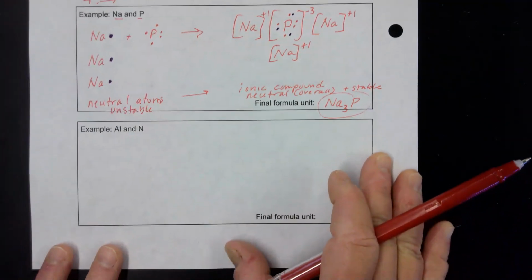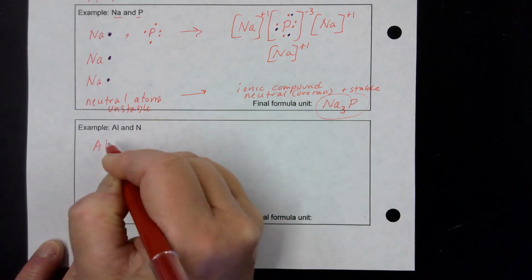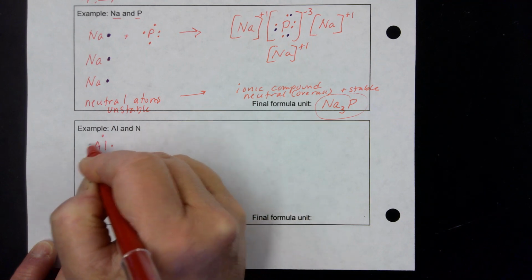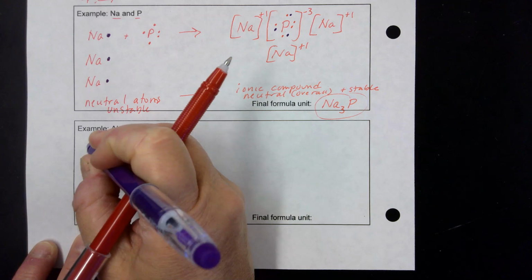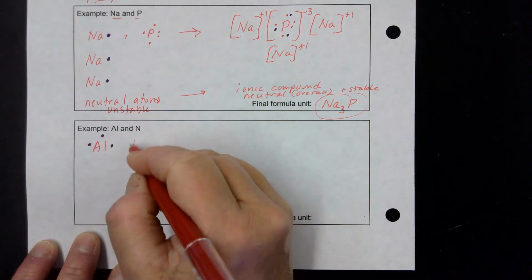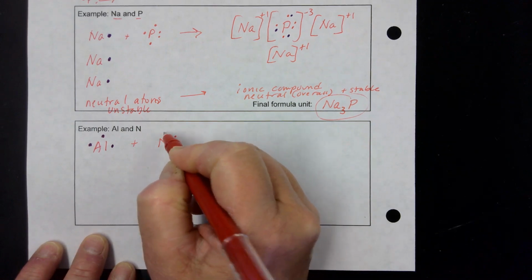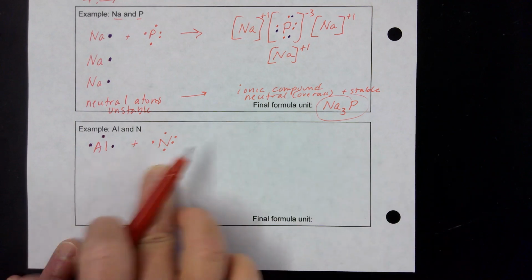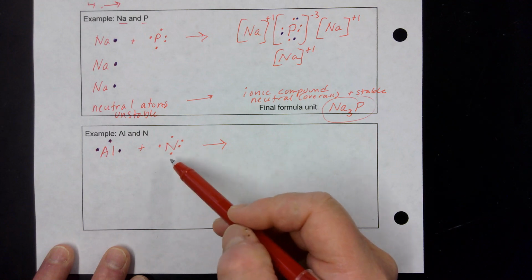We're going to look at one other example here between aluminum and nitrogen. Let's start with aluminum, which is going to have 3 valence electrons. And again, I'm going to draw them in a different color just so we can follow them like we did with the previous example. And nitrogen has 5 valence electrons. Right? These are neutral atoms. They are unstable. Nitrogen needs 3 electrons.